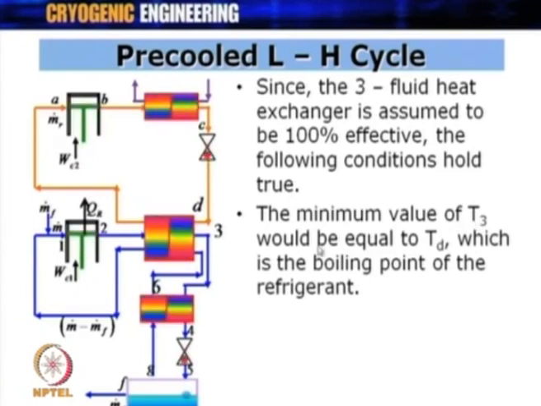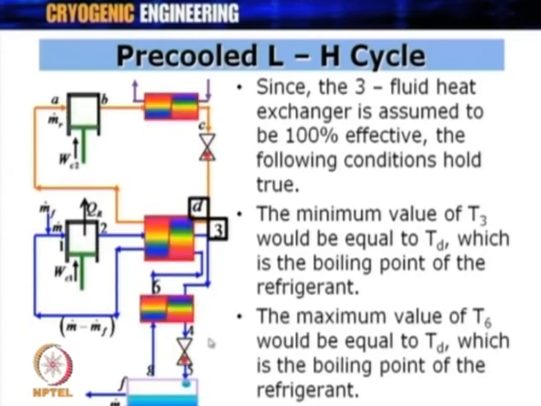The minimum value of T3 would be equal to T_D. The value of T3 at this point will be equal to the value of T_D because the gas is getting pre-cooled depending on what the temperature at point D is. So, the minimum value of T3 would be equal to T_D, which is the boiling point of the refrigerant. In this circuit, the minimum temperature at which the gas enters the heat exchanger is going to be equal to the boiling point of the refrigerant. The boiling point of the refrigerant corresponding to the suction pressure of this compressor is going to decide the lowest temperature at which this gas can enter the heat exchanger.